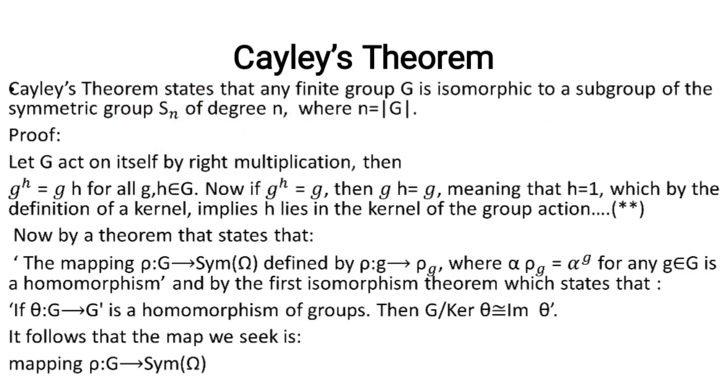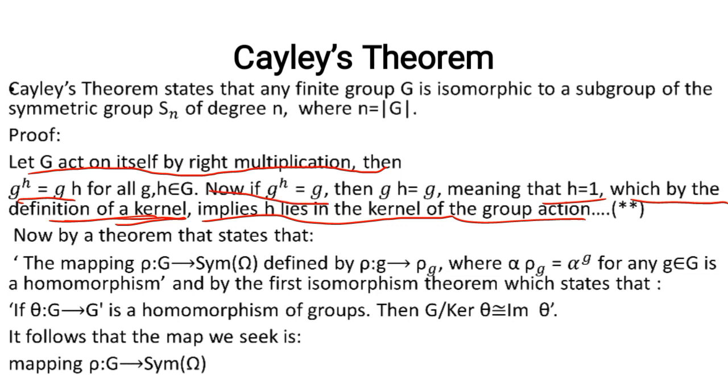Once h goes to 1, something about it is quite telling. Anything that goes to 1, as I told us in class, seems to have to do with the kernel. So by the definition of the kernel, it implies that h lies in the kernel of the group action, and we have defined the kernel of the group action already. So simply, we start by letting G act on itself by right multiplication, we check what happens when it goes to g, more like checking the stabilizer, and we get that h goes to 1. If h goes to 1, it lies in the kernel by definition.